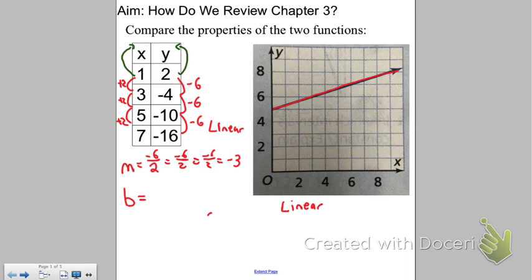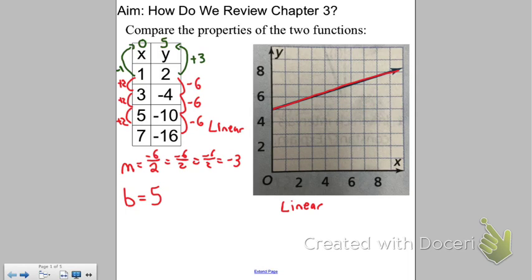To get from 1 to 0, I need to subtract 1, so that would get me to 0. Since I subtracted 3 going forward, I'm going to do the opposite here and add 3. 2 plus 3 is 5. So my y-intercept of my table is 5.